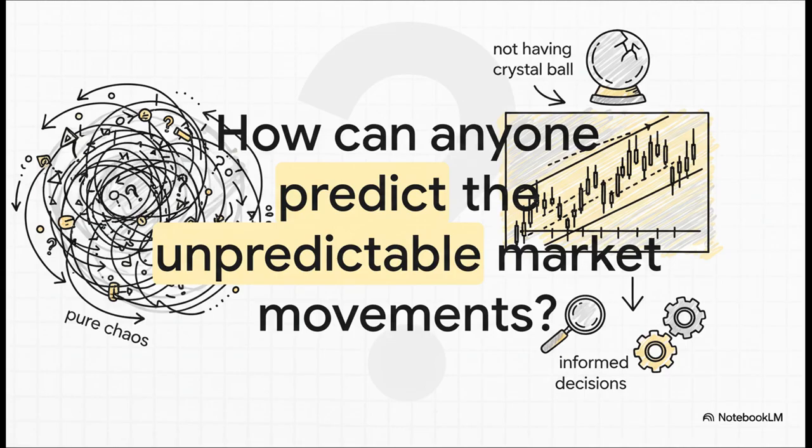Right off the bat, here's the multi-trillion-dollar question. How on earth do you find some kind of order in what looks like pure random noise? This is the central problem that technical analysis tries to solve. And look, it's not about having some magic crystal ball. It's about building a framework so you can make smarter decisions based on what the market is actually telling you.